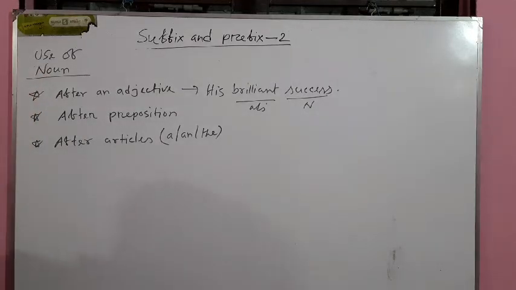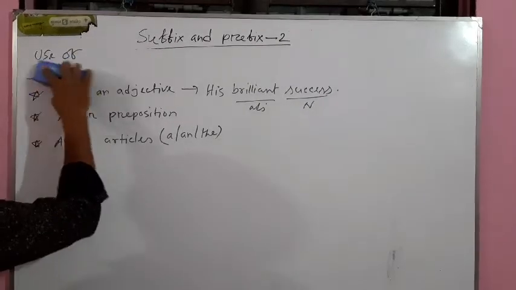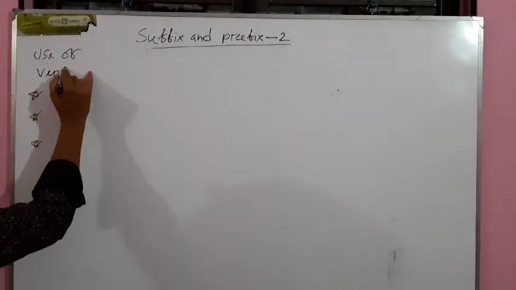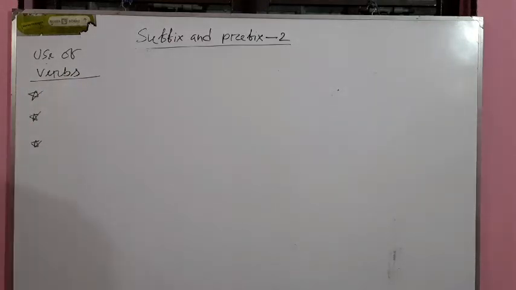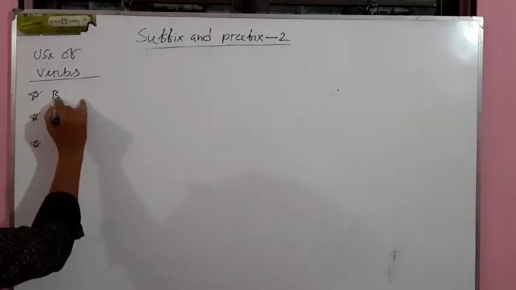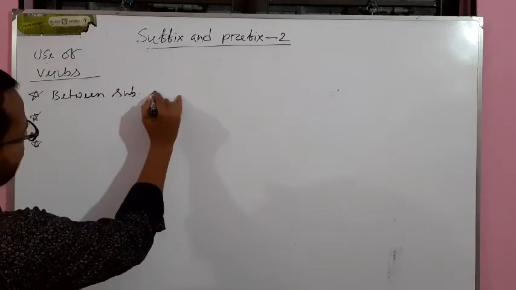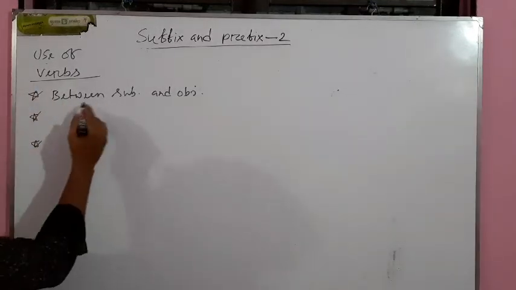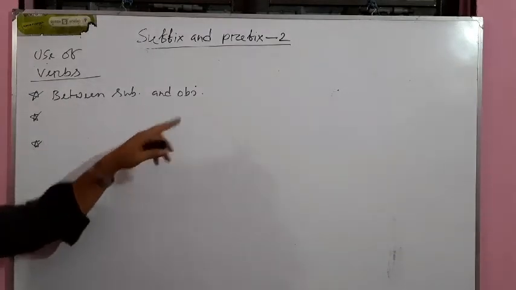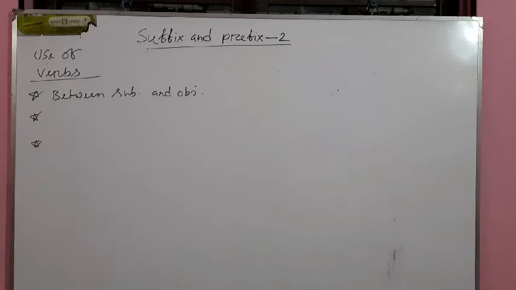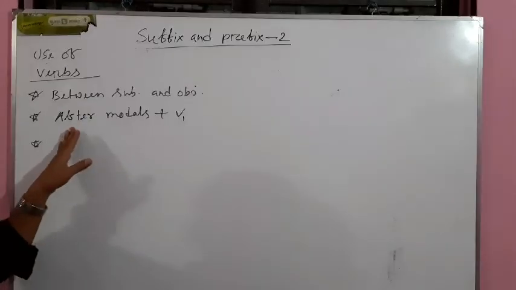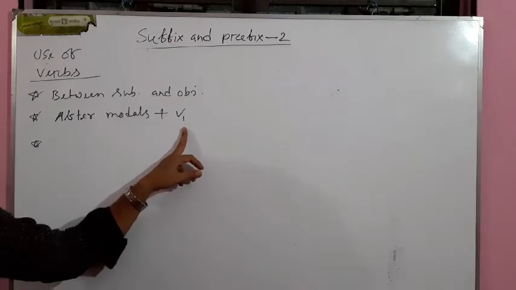Okay, now let's go to the second part, that means verb, use of verb, where we will use verbs. Use of verbs, where we will use verbs: between subject and object. First one, between subject and object. This is the first one. We always use a verb word between subject and object. Number 2, after modals. After, we all know, after modals, M-O-D-A-L-S, we will use a verb, and the verb will be in its base form, because we all know after modal auxiliaries we use the base form of a verb.